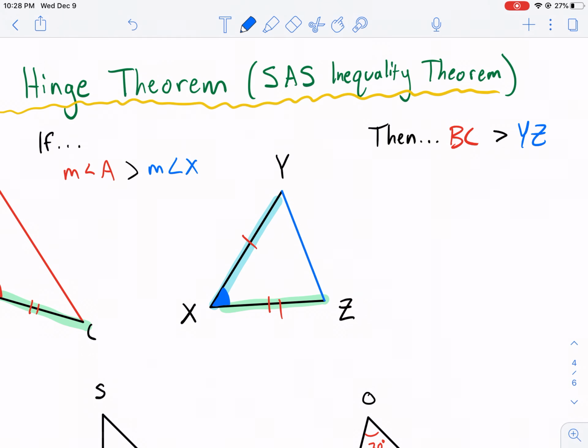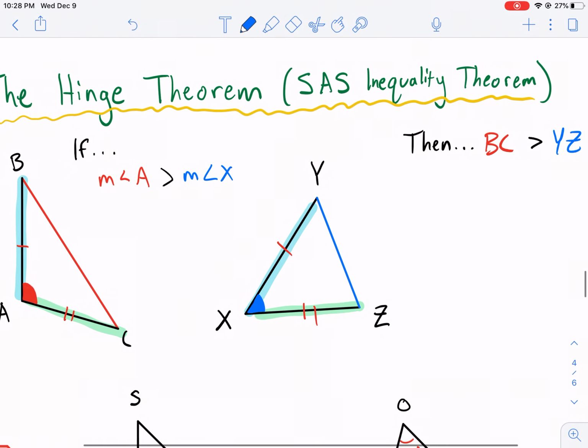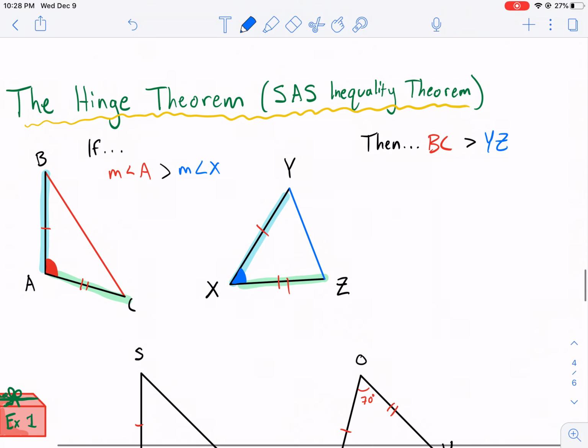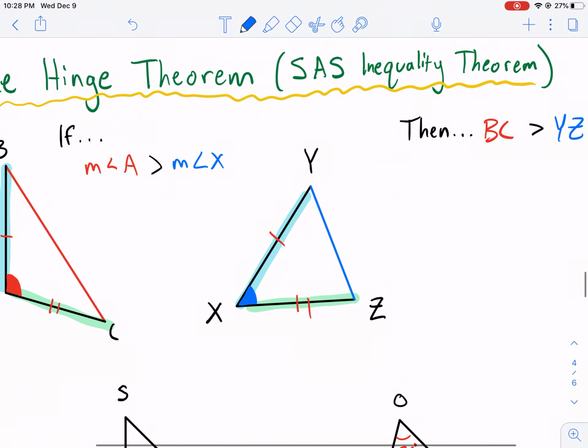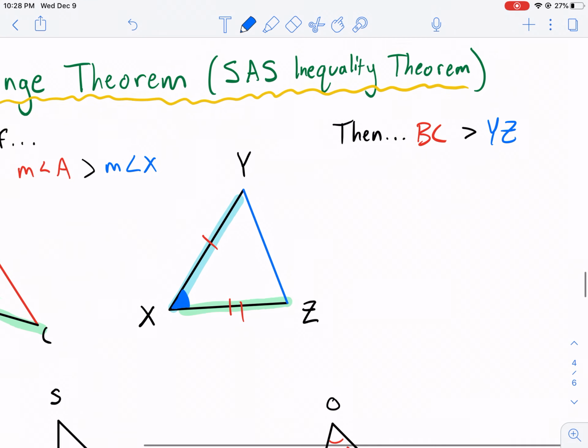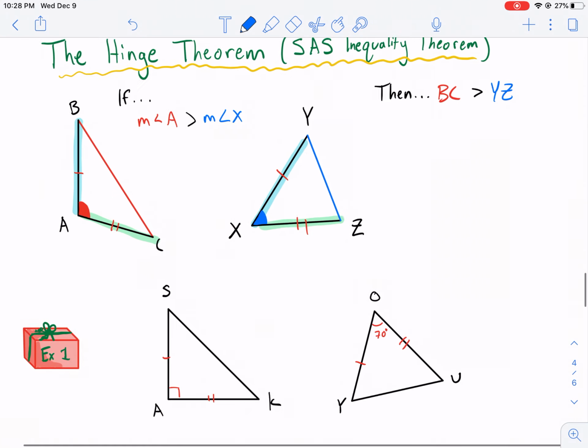Again, last section, I suggest you watch it if you haven't already, 5.6, we talked about how an angle controls its opposite side. So the bigger the angle, the bigger the side. The smaller the angle, the smaller the side. So this just expands off of that. If we have two triangles and they're equal except for the angle that connects those two congruent sides, then the triangle with the bigger angle is going to have the bigger opposite side. So BC is bigger than YZ.